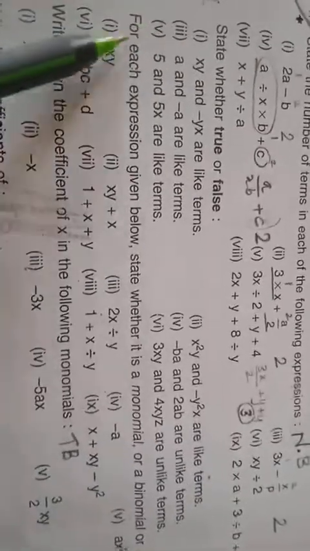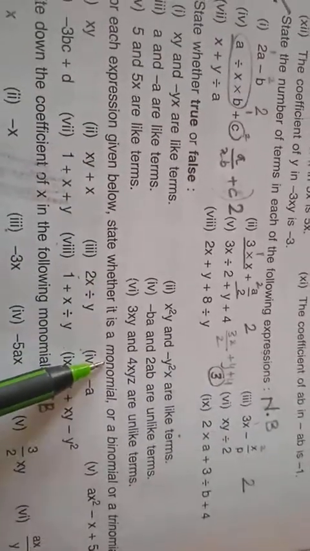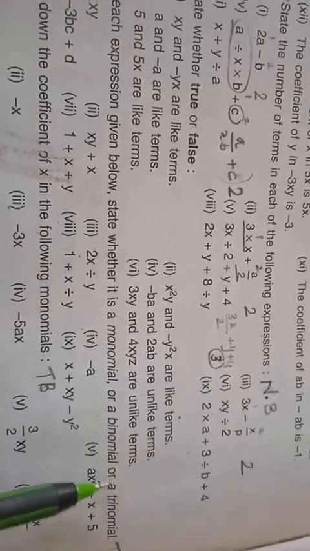We are on exercise 18b. So we have seen question number 1, question number 2, question number 4. Now we'll be seeing question number 6, right? For each expression given below, state whether it is a monomial or a binomial or a trinomial. Alright, so let us see whether it's a monomial, binomial or a trinomial.